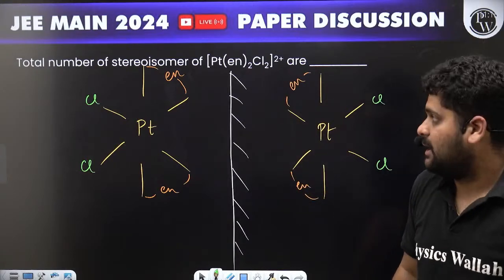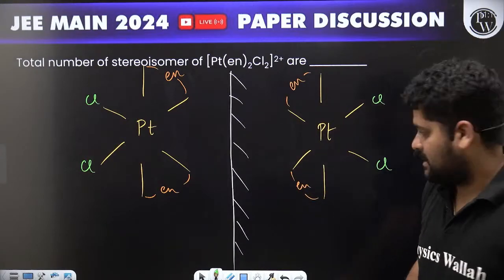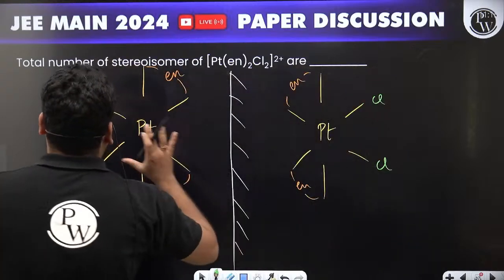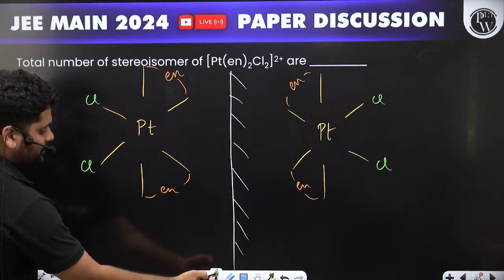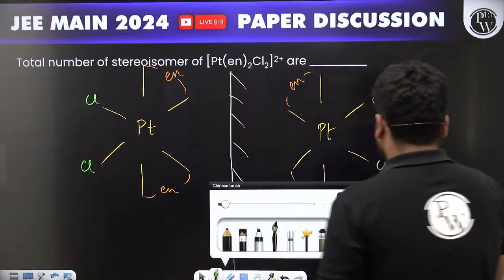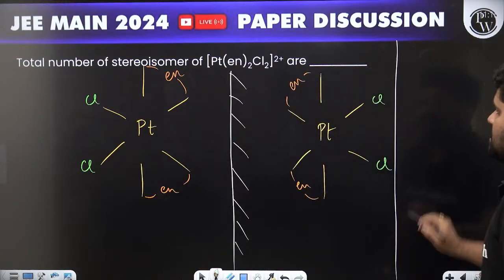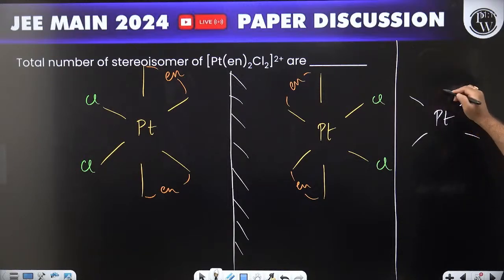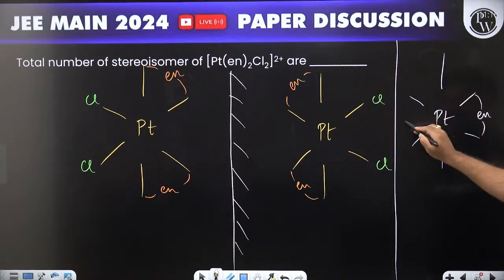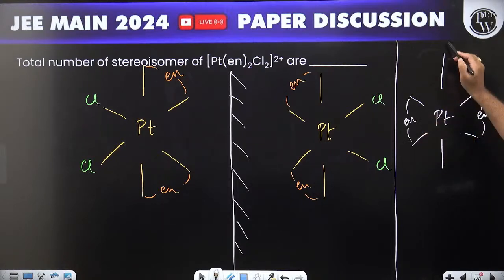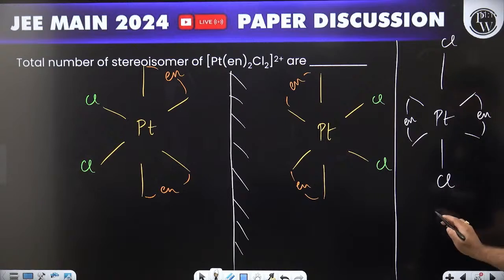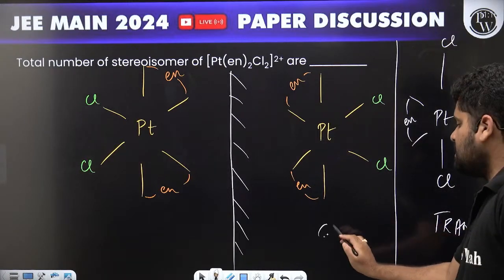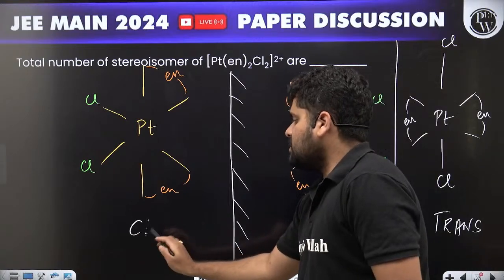Do we have any geometrical isomer out of this? See, let us consider this part. This is our cis form. We have another form which is going to be called as trans form. Okay, see, we have Pt and then 1, 2, 3, 4, 5 and 6. Let us put en over here, first en over here and second en over here, and then we will put Cl and Cl. So this is our trans form. Okay, this is cis form. This is also cis form.